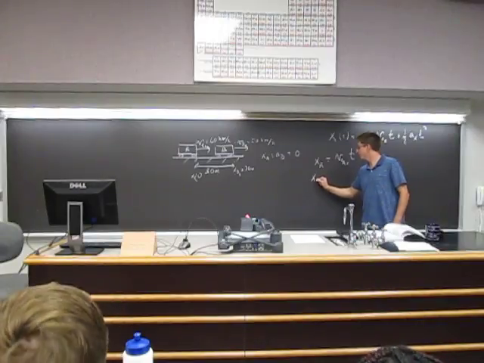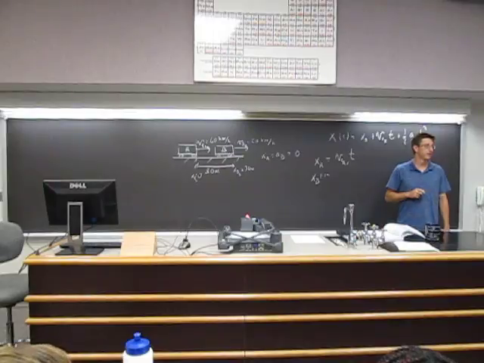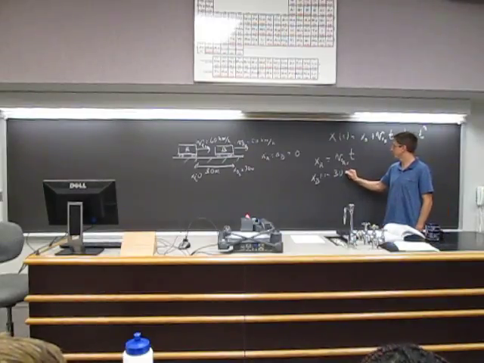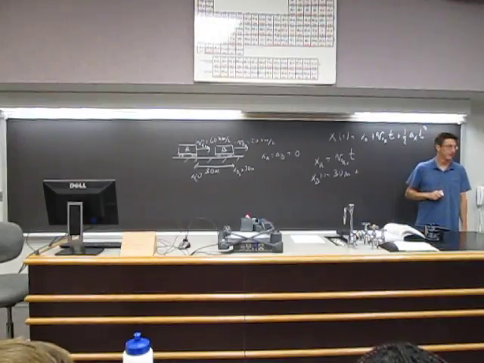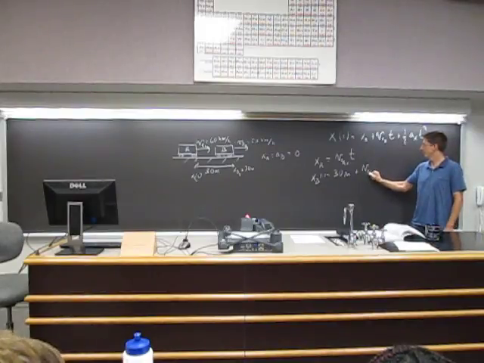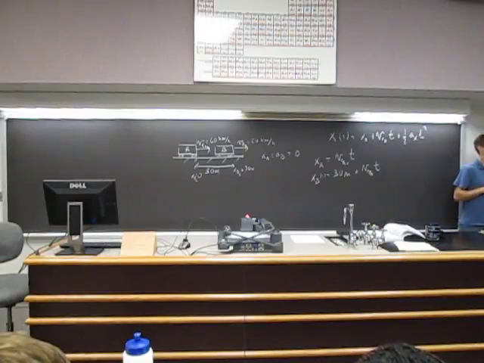What's the x position of the blue car? Yeah, it'd be 30 meters is the initial x position plus the initial velocity of the blue car in the x direction times time. Okay.